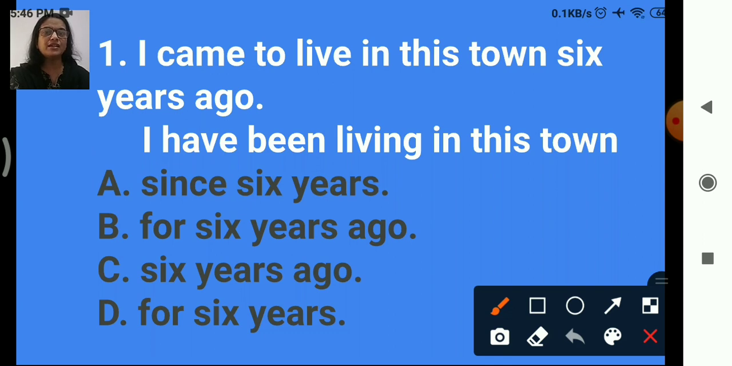And if there is any specific time limit given, a specific point or period of time is mentioned, then since will be used. So here it is said that I came to live in this town 6 years ago. So we do not know. We have to go back and do the calculation. 6 years back we have to move, right? So here what will be the correct answer? It will be option D. I have been living in this town for 6 years, right?